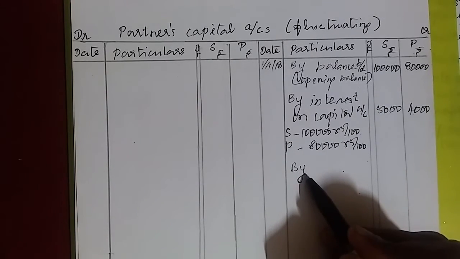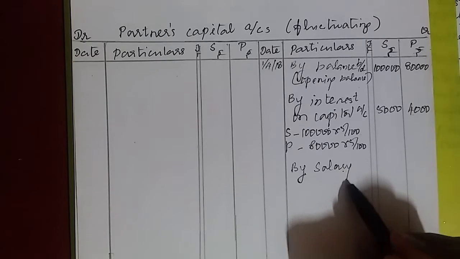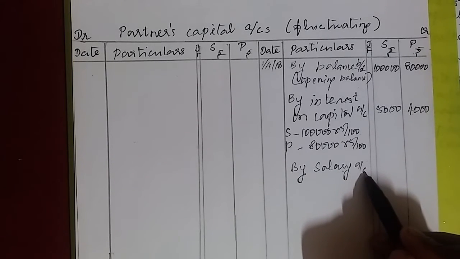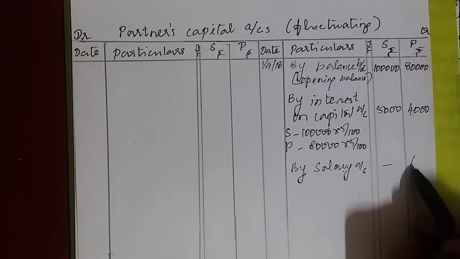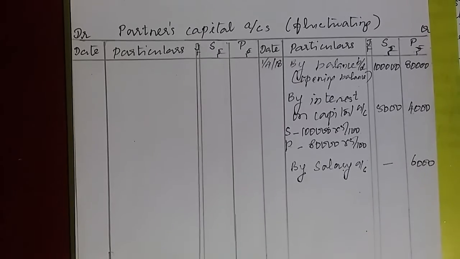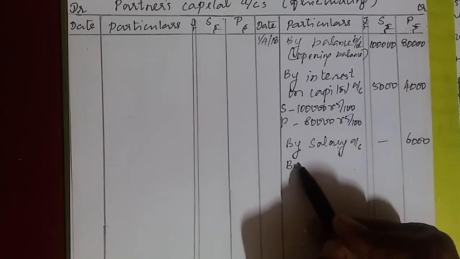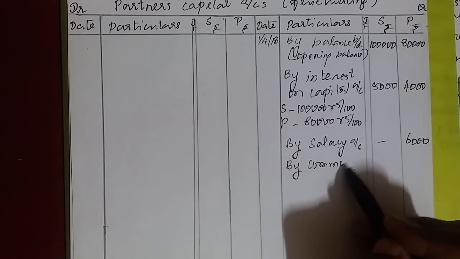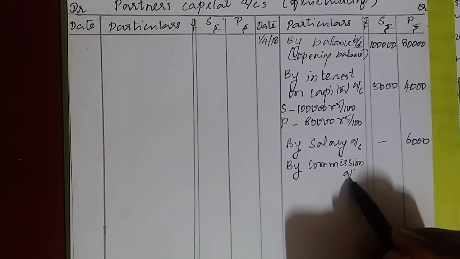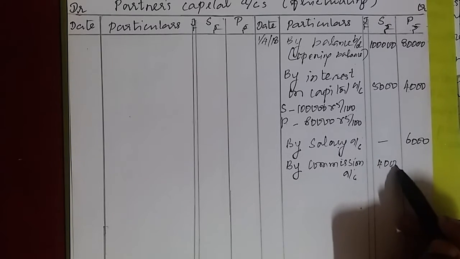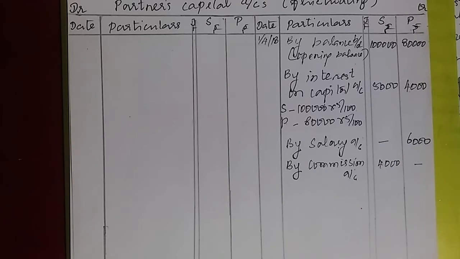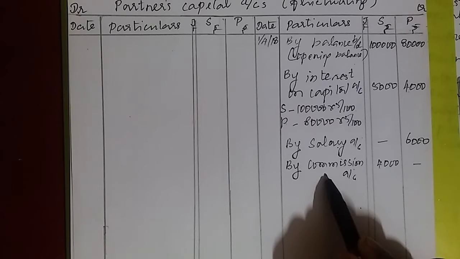And next, whose salary? Remember, salary is for whom? Pratham. 6,000. So 6,000 only to Pratham. Okay. And next, by commission. Commission is only to whom? Sachin. 4,000. There is no commission for Pratham. Why do we write salary here on credit? Because it is an income to the partners. Commission is also an income to the partners because the partner will receive this from the firm.